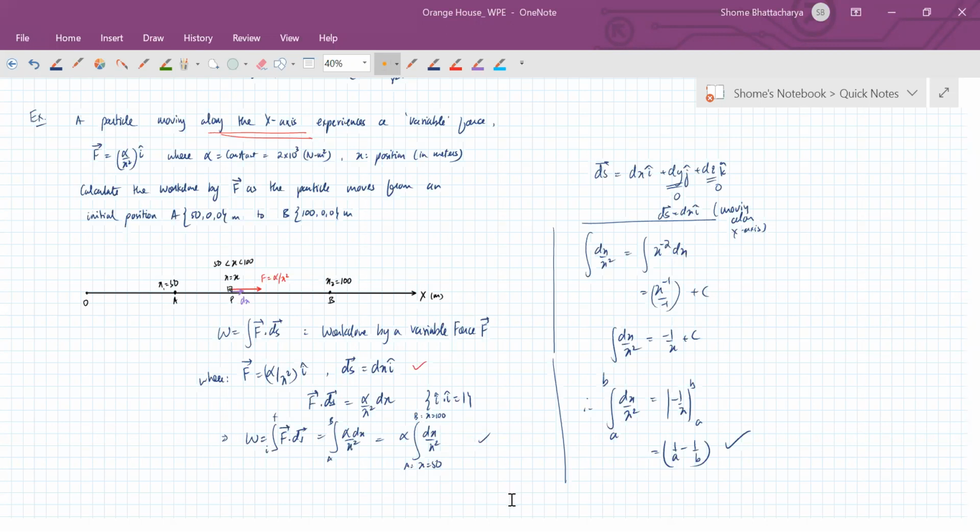Alpha's value is also given to you above. It is 2 into 10 raised power 3 in Newton meter square. So put the limits and get the final answer with the proper unit. Now work done you should be getting in joules.